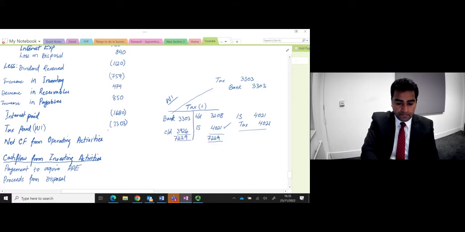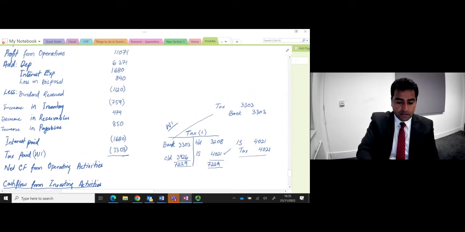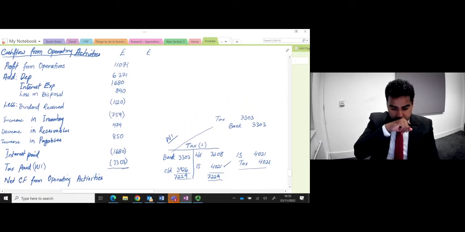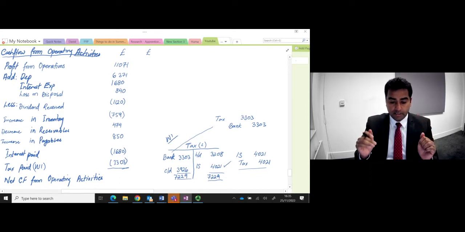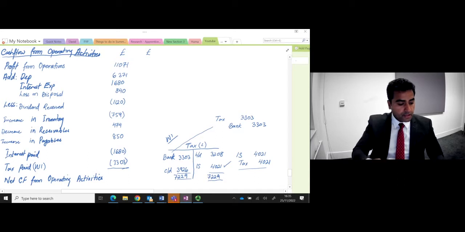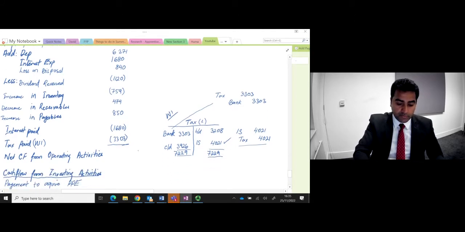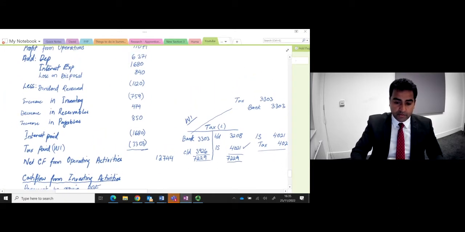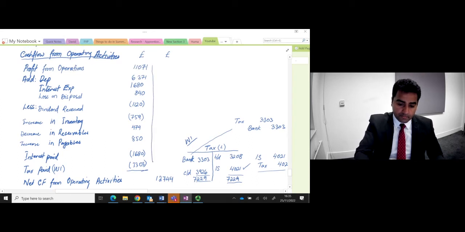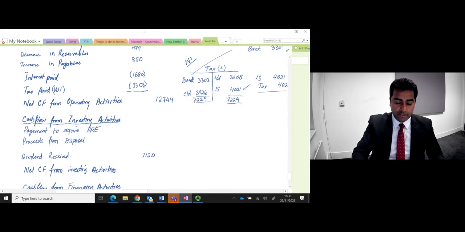And I'm going to add all of them, and notice that where I have a bracket, it means it's a negative figure. So the final answer is net cash flow from operating activities is 12,744. $12,744 by adding all of them. That is the net cash flow from operating activities.